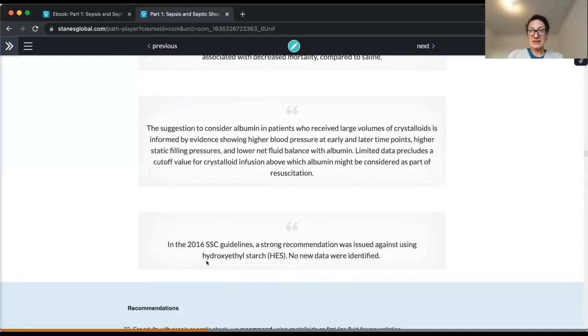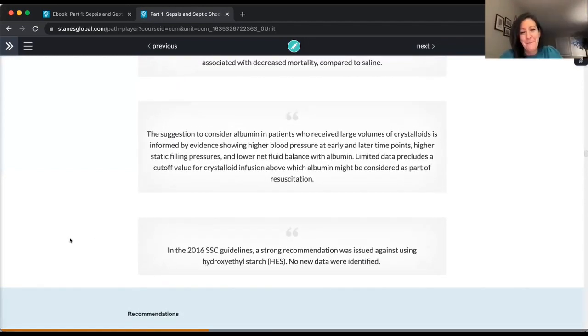Great. So that's actually our answer. Exactly. Albumin is actually good. So how I have been doing it, I'm starting with crystalloids, and then I would switch over to albumin. And then we're talking about hydroxyethyl starches. And here the statement is, in 2016, the sepsis guidelines issued a strong recommendation against using hydroxyethyl starch. And no new data was identified here, but no to hydroxyethyl starches.